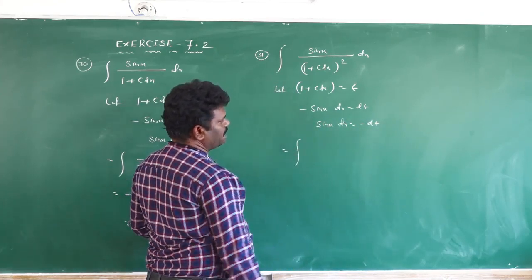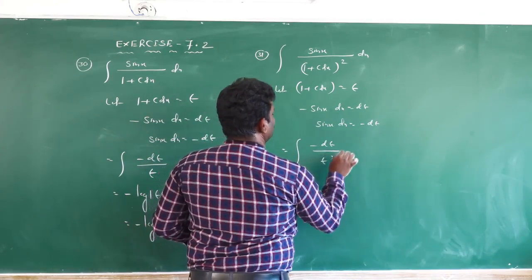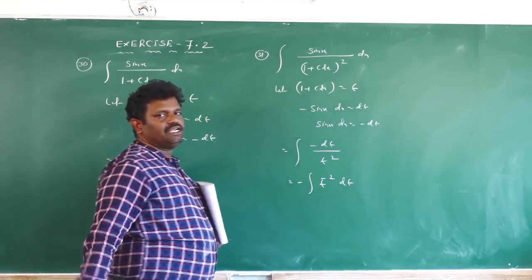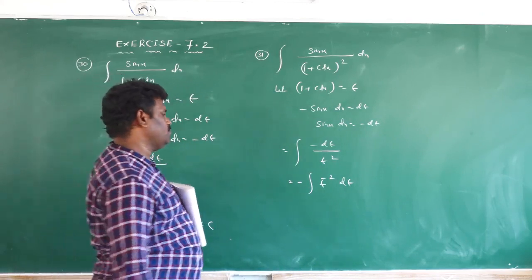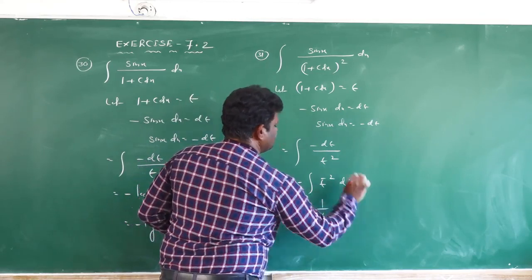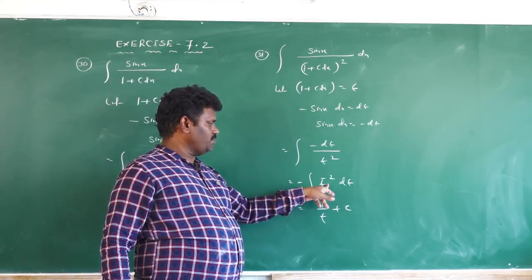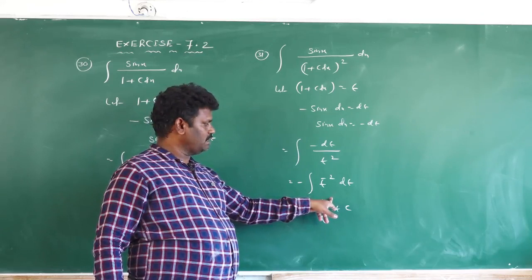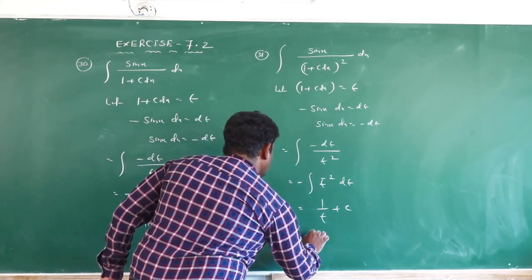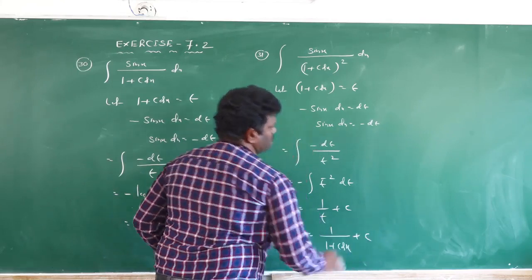That is equal to integral sin x dx is equal to minus dt by 1 plus cos x whole square, which is t square. Then minus integral t power minus 2 into dt. So t power minus 2 means minus 2 plus 1. That is equal to minus, minus becomes plus, 1 by t plus c. Minus 2 plus 1 means minus 1. Minus into minus is plus t power minus 1, 1 by t. So that is equal to 1 by 1 plus cos x plus c.